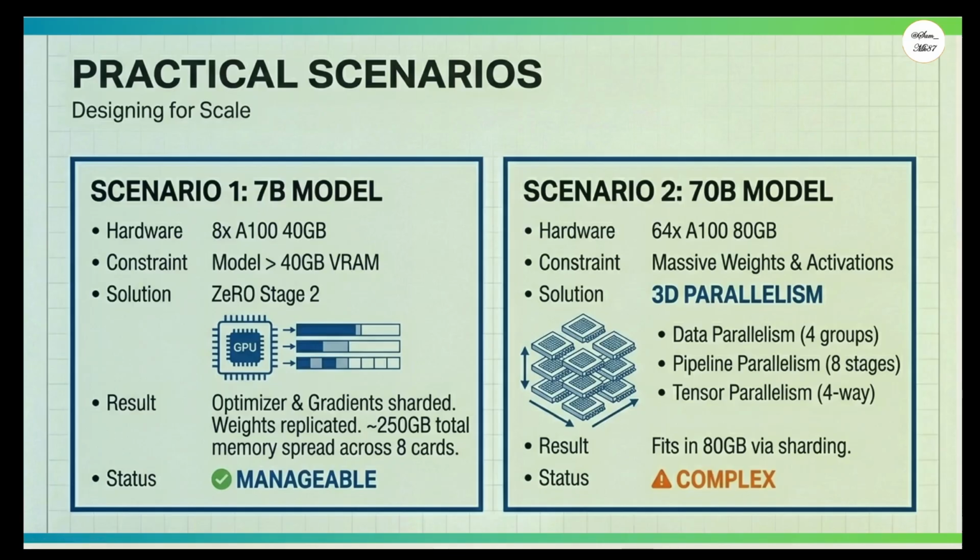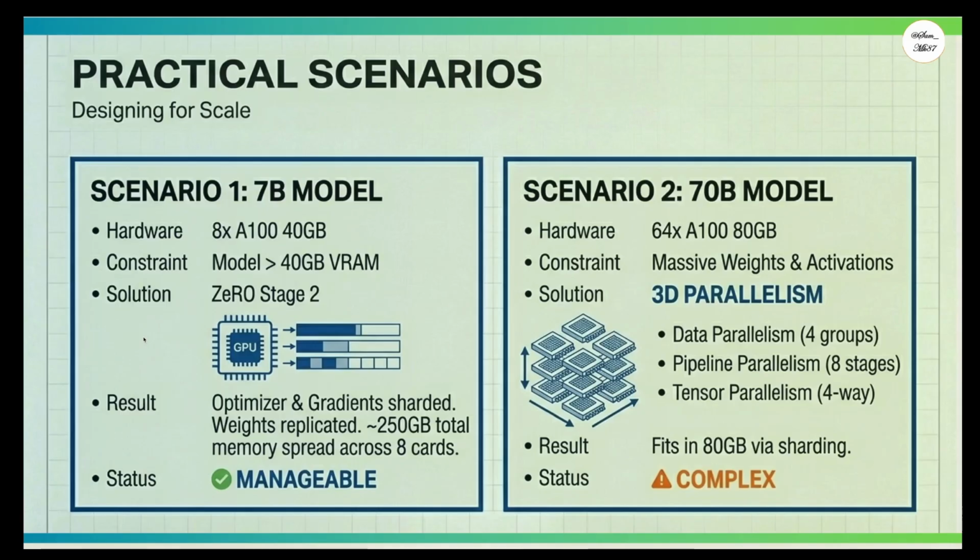So let's quickly go through a practical scenario. Imagine you have a 7 billion parameter model on 8 A100 40 GB hardware. The constraint here is that the model is too big for a single card. Our resolution is to use ZeRO stage 2, which shards the optimizer and also the gradients, and that can help you keep the memory very manageable.